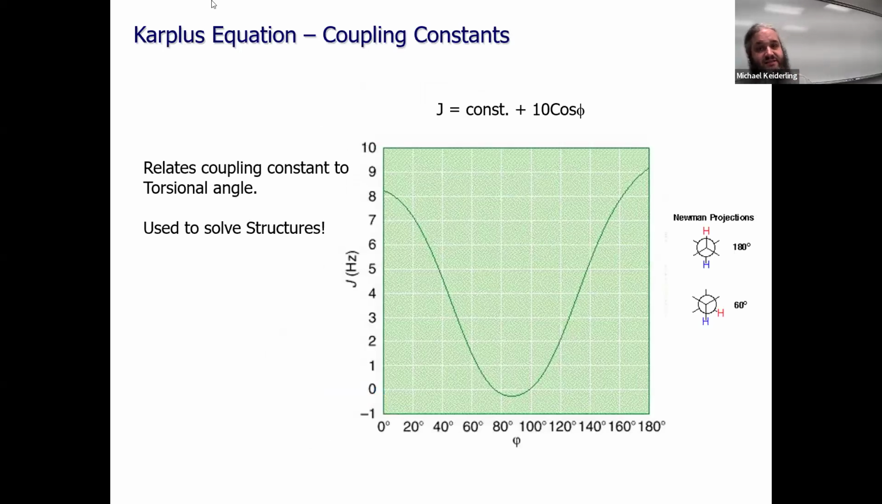And the coupling constant can actually be related to the torsional angle, which can be used to solve structures. So you can get structural information out of NMR studies.